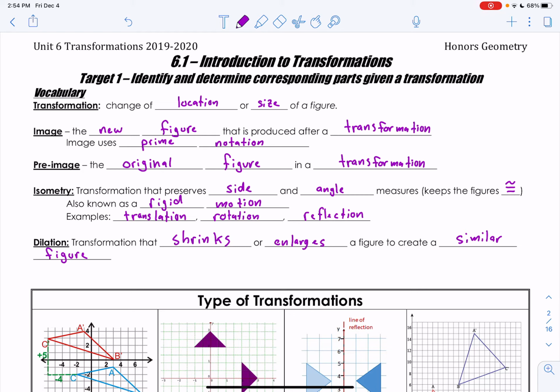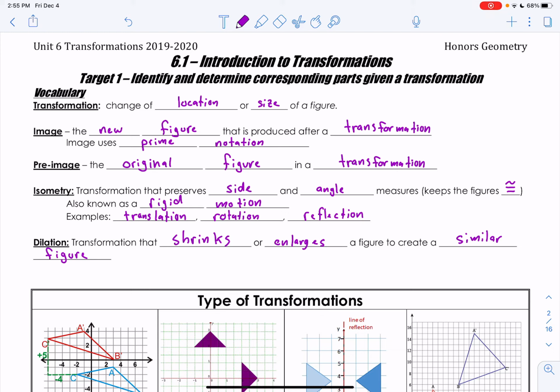All right, so our next vocab word, this is a really important one. We're going to use this word a lot this unit, and that is the idea of what's called an image. So the image is basically going to be the copy. It's the new figure that is produced after a transformation. So if I have a triangle that I start with, and this is called the pre-image, which is our next vocab word, the original is going to be that pre-image. And then one of the things we do is a rotation. So I might rotate something 90 degrees. And so again, the image is going to be the new figure that happens after I've performed that rotation. Pre-image is my original. The image is what happens after I perform my transformation. We're also going to use something called prime notation, which I'll talk about in a minute as well.